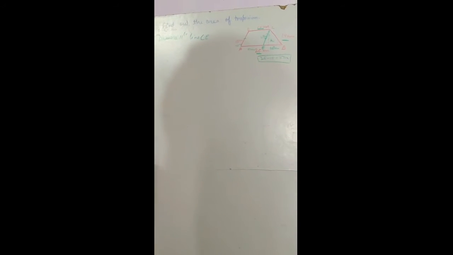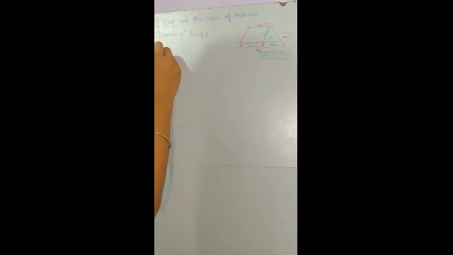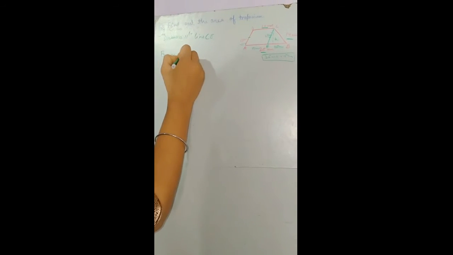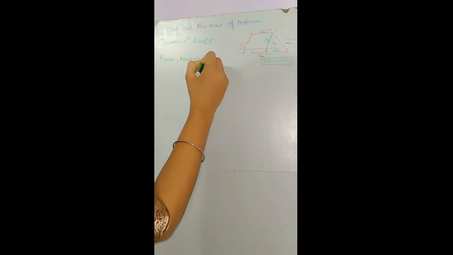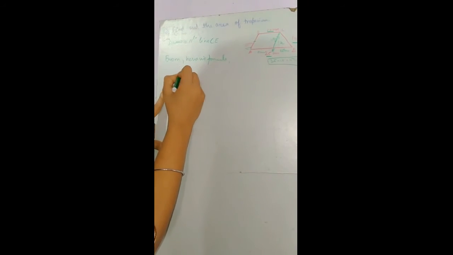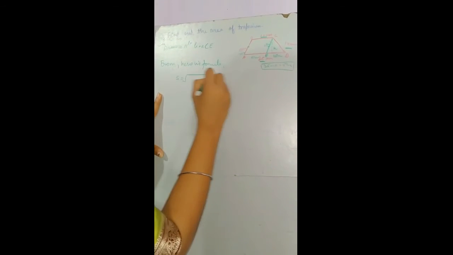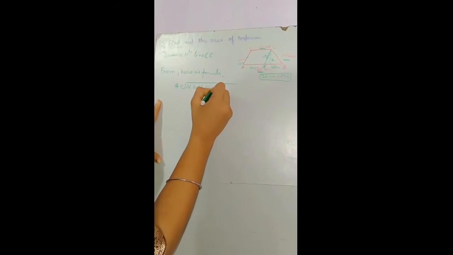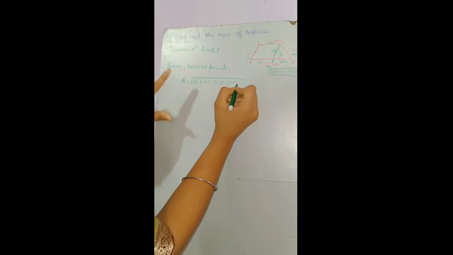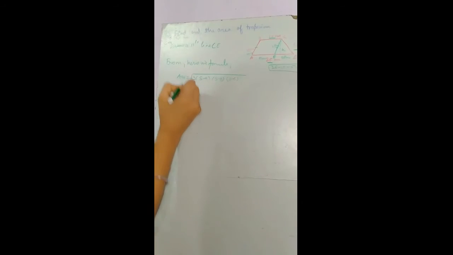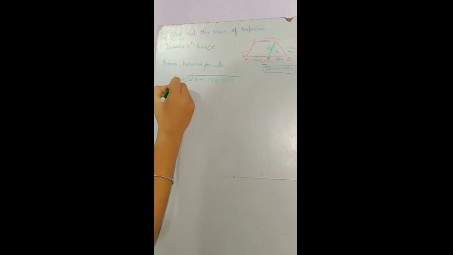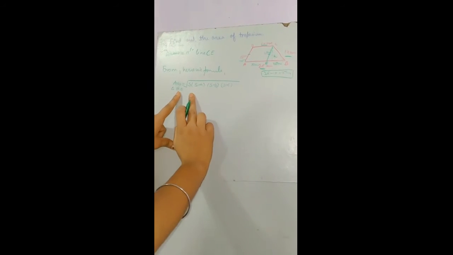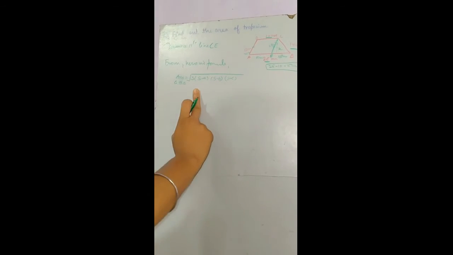We all know about Heron's formula. What is given in Heron's formula? Area is equal to root of S into S minus A, S minus B, S minus C. This is the area of a triangle, triangle ECB. In this way we will find it out.